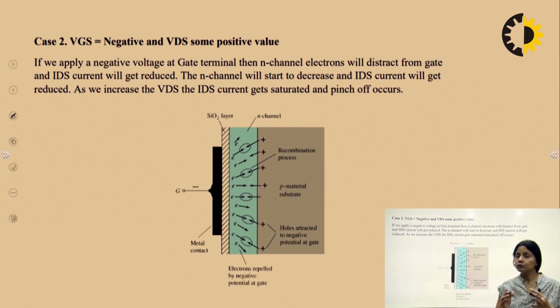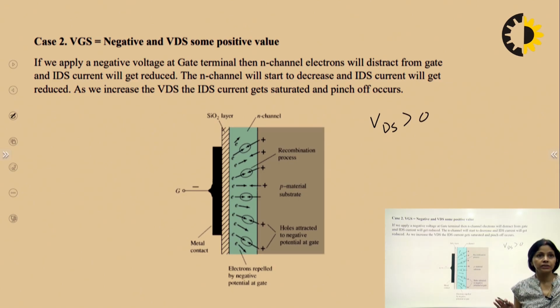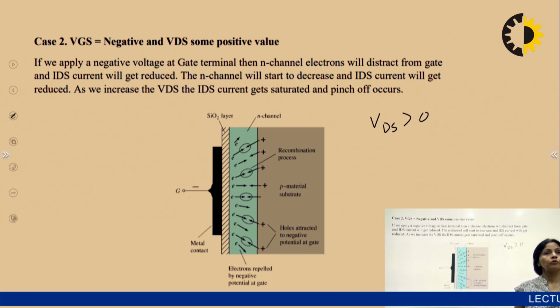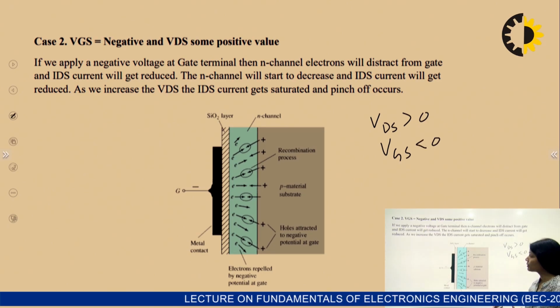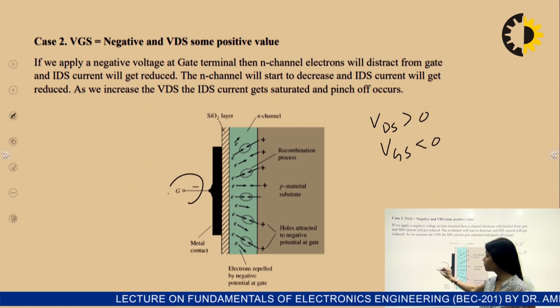Here, since VDS is greater than 0, I told you VDS for N channel is always greater than 0, right? Always remember this particular point. Then VGS will be opposite of it. In the second case, VGS and VDS will reverse each other, right? So we will make VGS less than 0. So we will apply the negative voltage at the gate terminal, right?